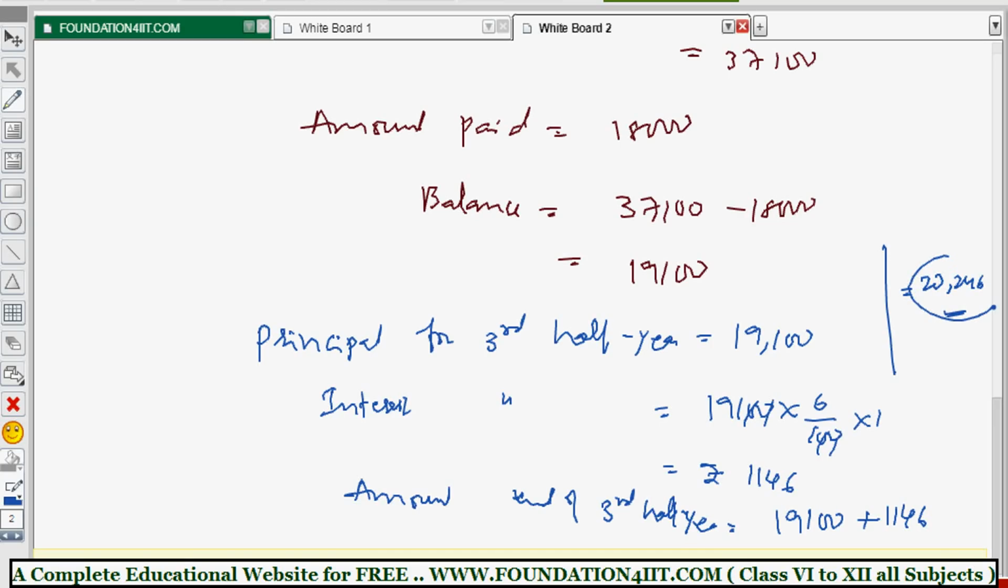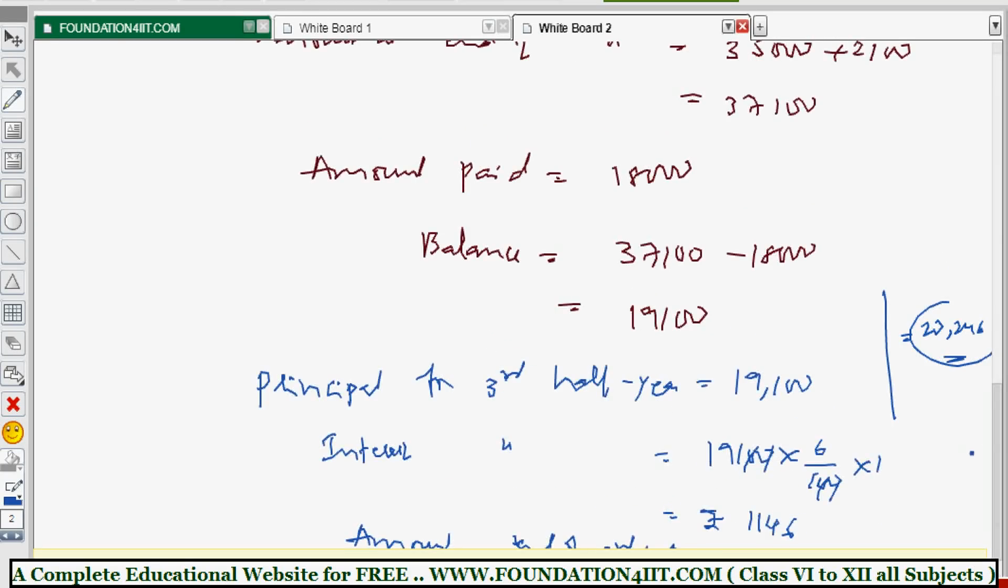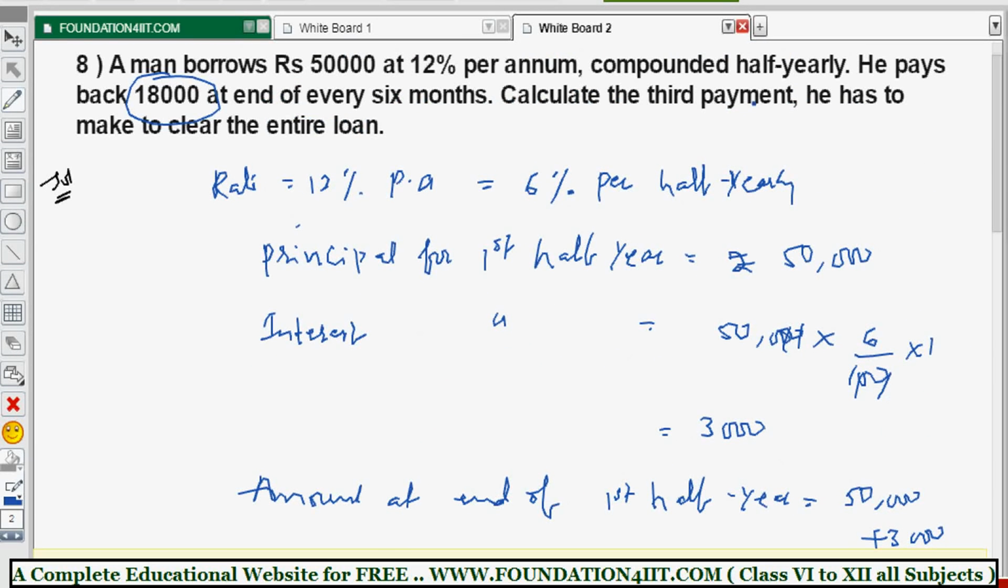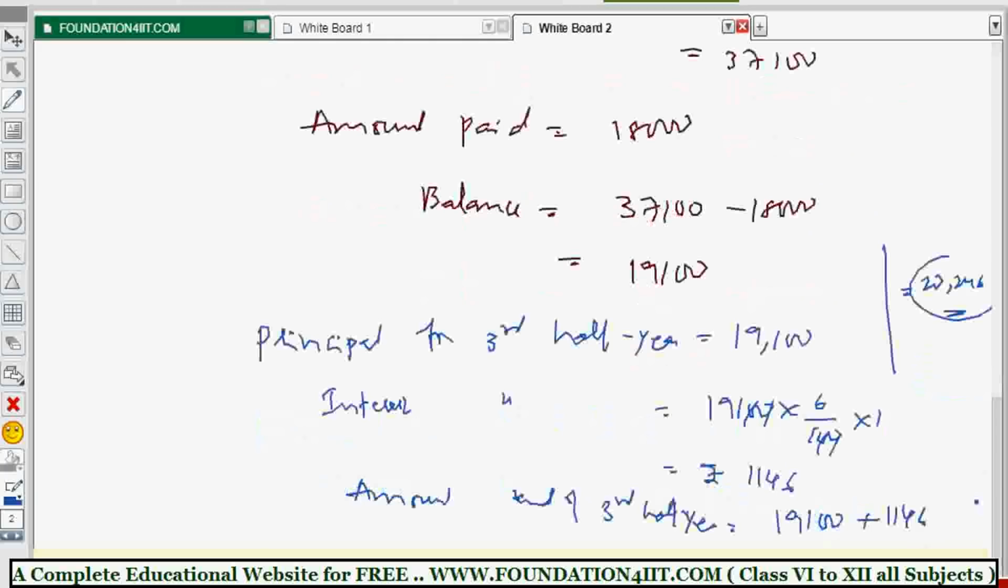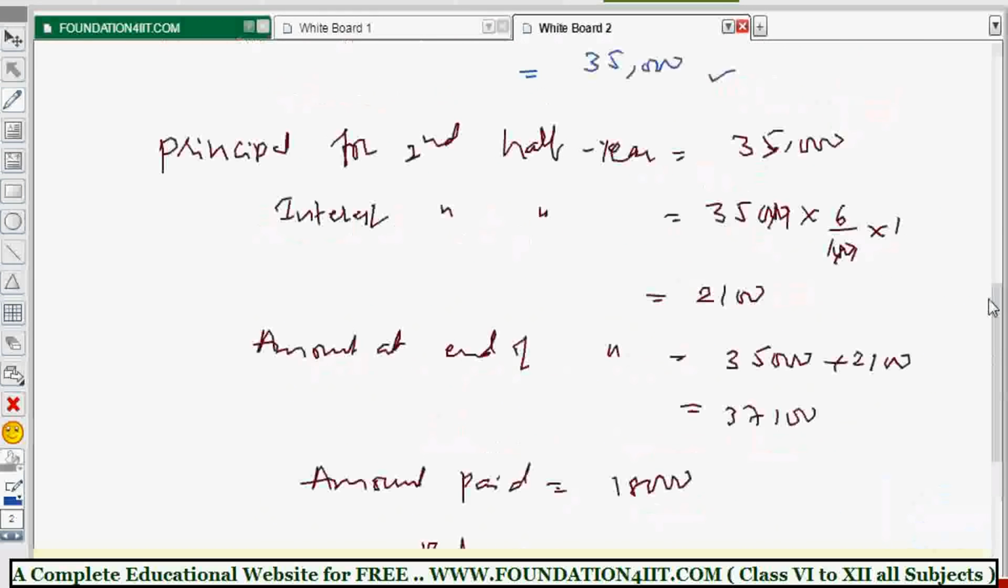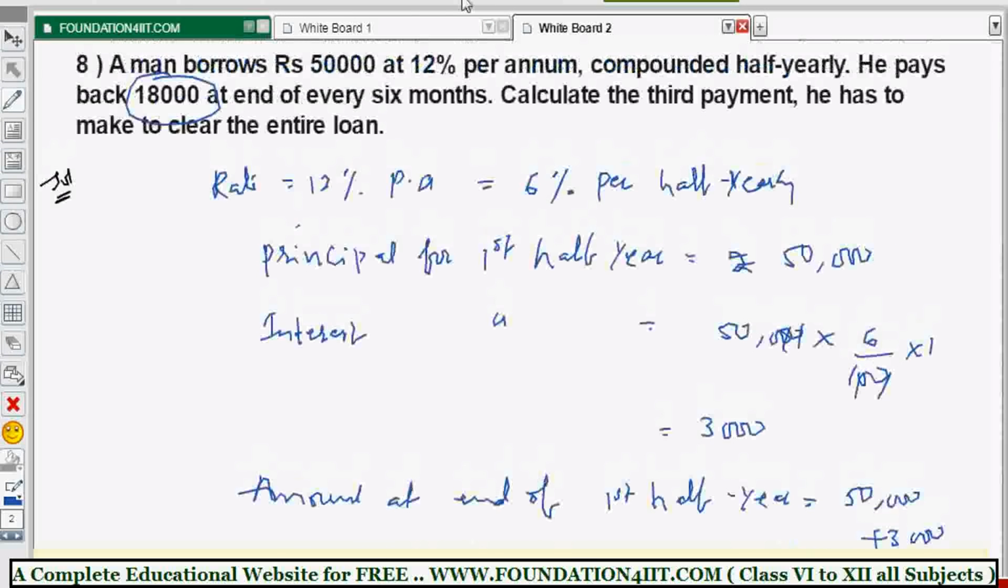This is the amount you need to clear. They are asking how much has to be paid at the third payment to clear the entire loan. So at the end of the third half, whatever the balance is, that you need to clear. That's 20,246, right? So you can do it in this way. These are the problems without using the formula.